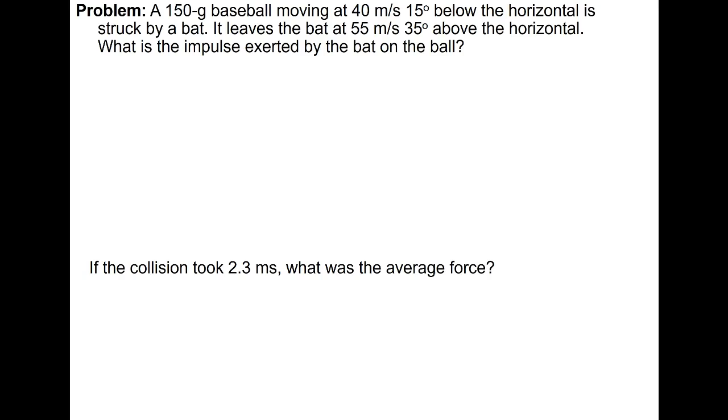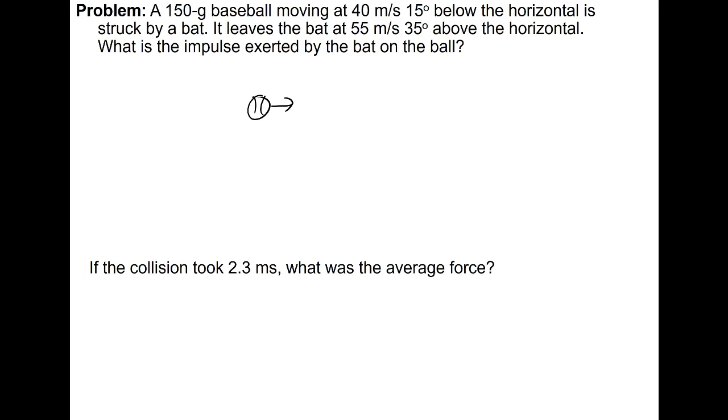So let's do a quick example. A 150-gram baseball moving at 40 meters per second at 15 degrees below the horizontal is struck by a bat. It leaves the bat at 55 meters per second at 35 degrees above the horizontal. So what is the impulse exerted by the bat on the ball?